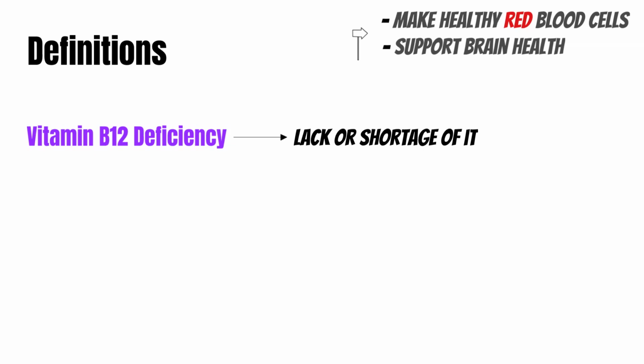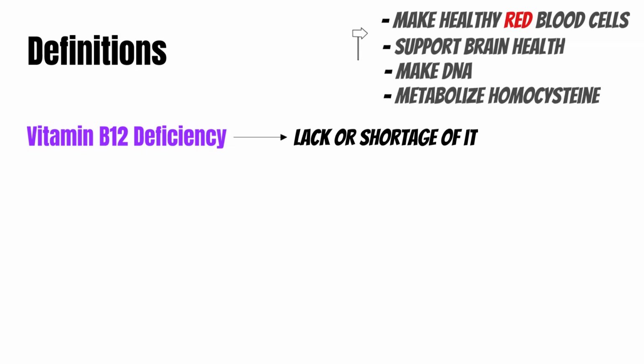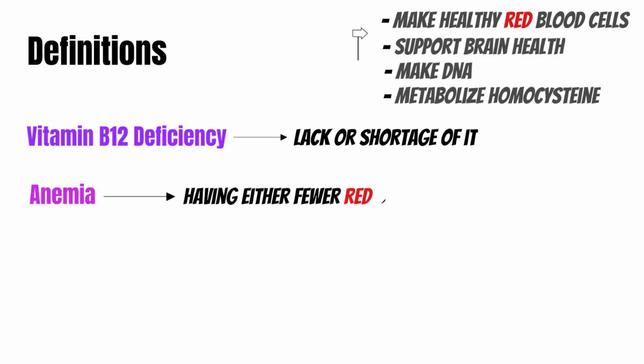Then we have to talk about anemia. What does anemia actually mean? What is the definition of it? Anemia essentially means that you have either fewer red blood cells than normal, or an abnormally low amount of hemoglobin in each red blood cell. The reason this all comes together is because the red blood cells are the ones that have hemoglobin inside them, which go throughout our system. So, fewer red blood cells than normal, or a low amount of hemoglobin in each red blood cell.